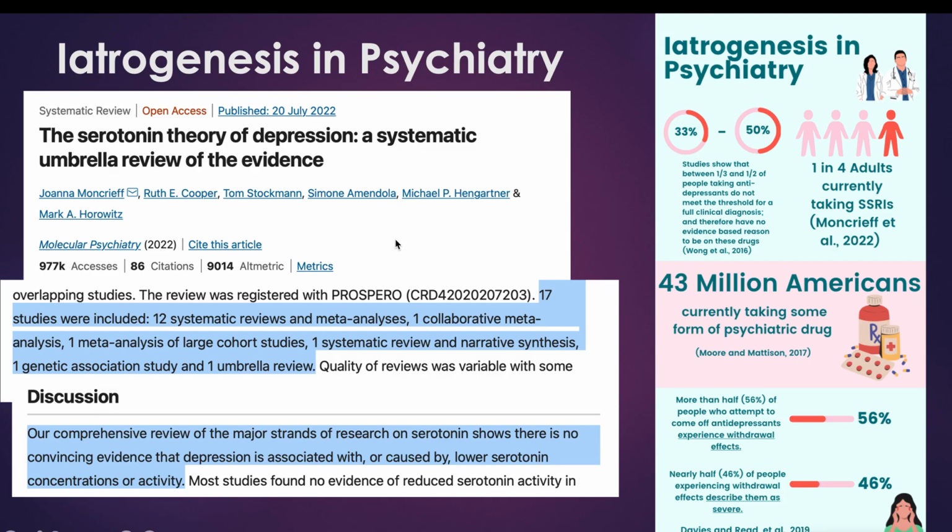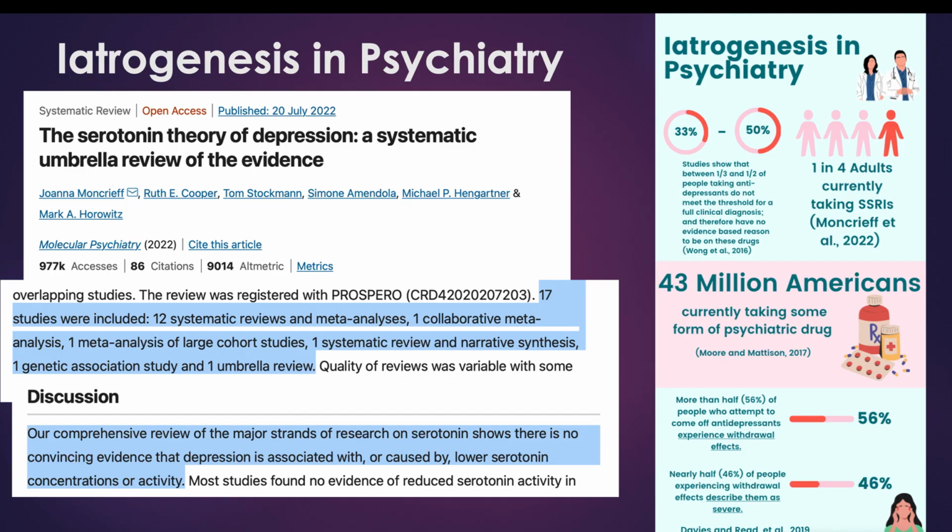Okay, so iatrogenesis in psychiatry. This study, I'll just read the title: The Serotonin Theory of Depression, a Systematic Umbrella Review of the Evidence. For those of you who don't know, a systematic review is the highest form of academic literature that you can do. Essentially, it's a study that looks at multiple studies and makes an assessment based on the findings of all of those studies together.